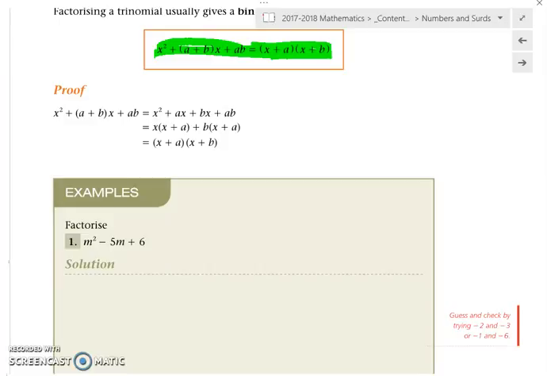Okay, this one we're doing, we're factorising a trinomial. It's a trinomial because it's got three terms: m squared, negative 5m, positive 6. Cool, there are our three terms.